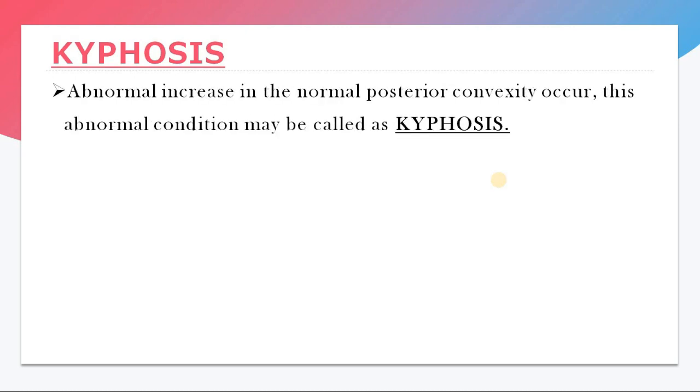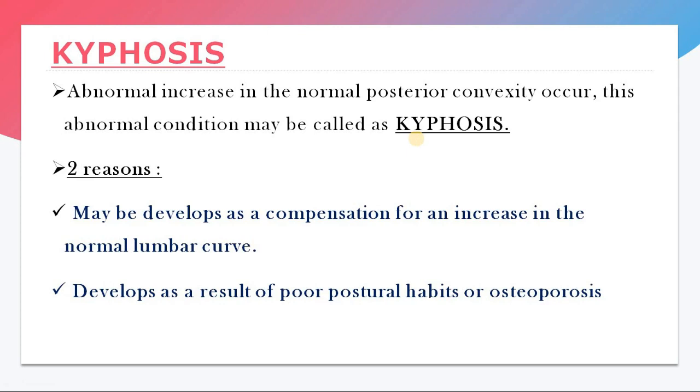The first deformity is kyphosis. When an abnormal increase in the normal posterior convexity occurs, this abnormal condition is called kyphosis. So what can be the reason behind it? We can think of two reasons. The first is that this condition may develop as a result of compensation for an increase in the normal lumbar curve, or it develops as a result of poor postural habits or osteoporosis.